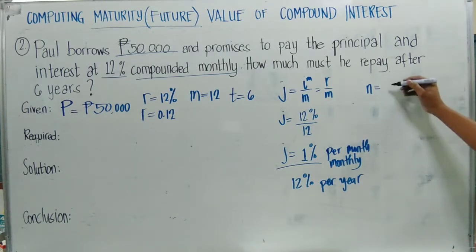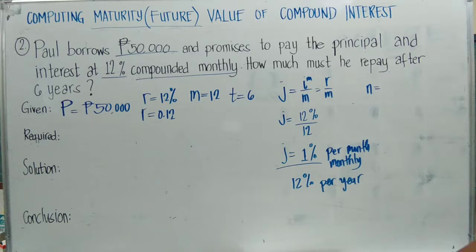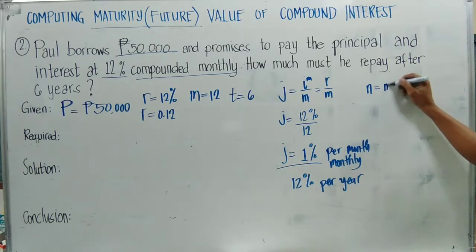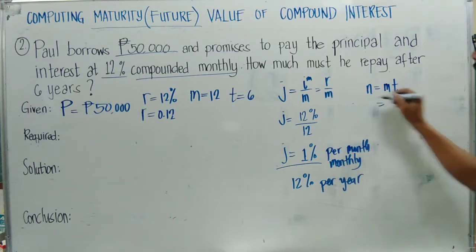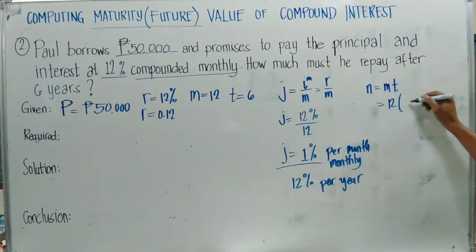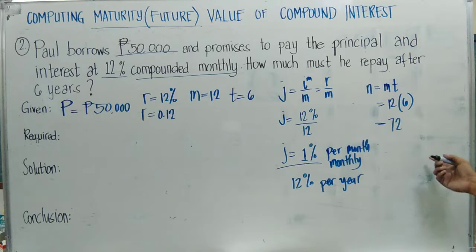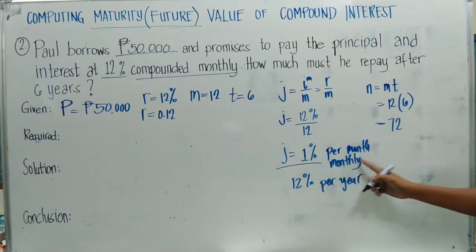What about N? So N is the total number of conversion periods. So it will be M times T. So in our case, our M is 12 and T is 6 years. So it will be 72. Okay? So 72 times your money will gain the interest.